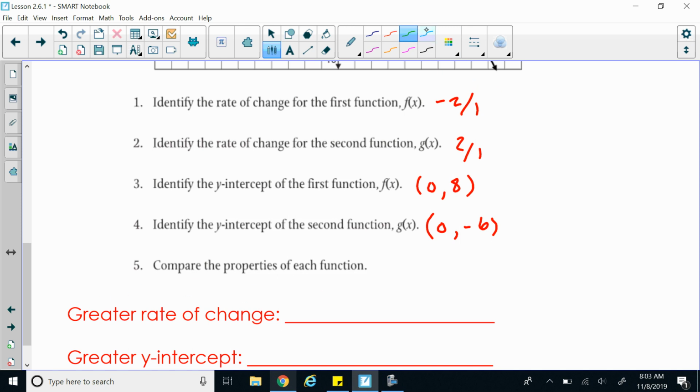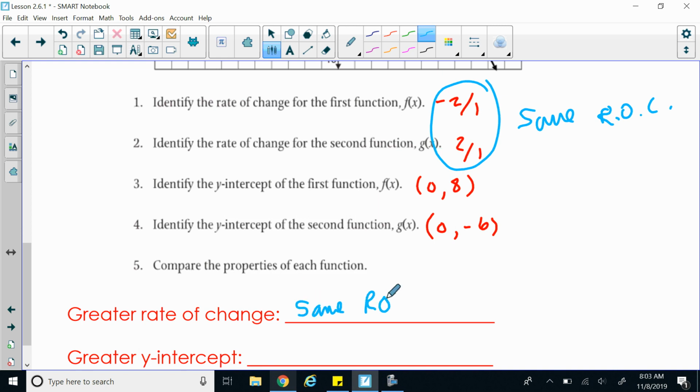Well, technically, these both are the same rate of change. And you might be saying, no, they're not. One's negative, one's positive. But they're both losing or gaining 2 values. So technically, they have the same ROC, but one is +2 and the other is -2.